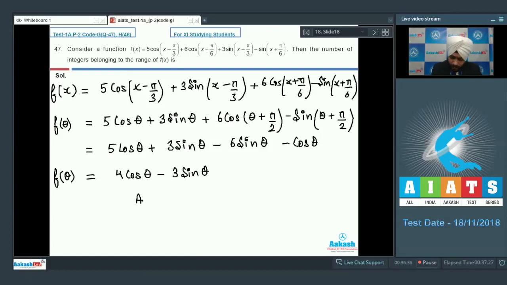So the answer of this particular question is range is minus 5 to 5, and I need the number of integers belonging to the range of f(x), 5 negative integers, 5 positive integers, and then 0. So answer will come out to be equal to 11 integers.